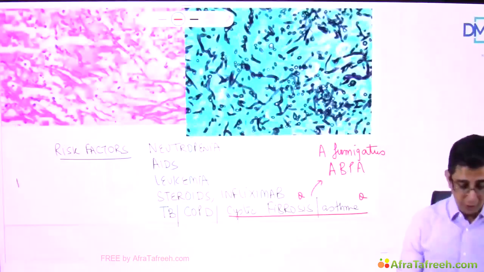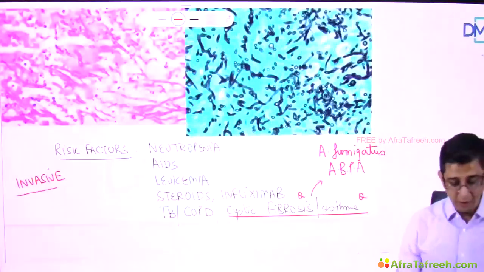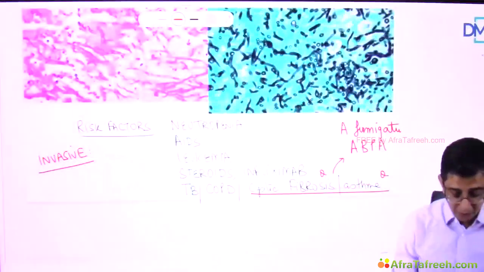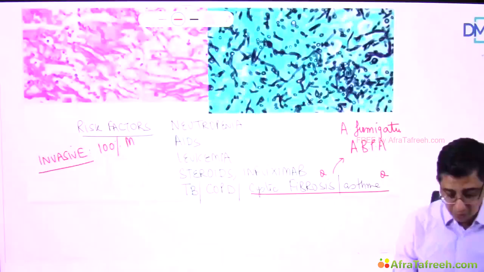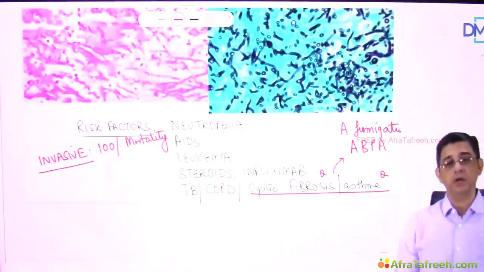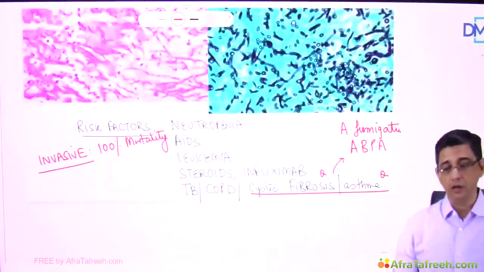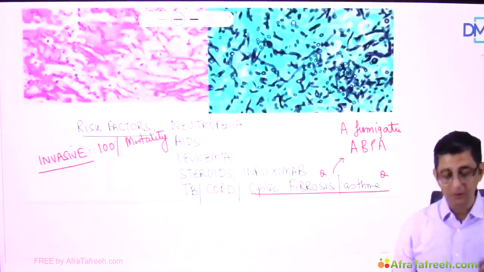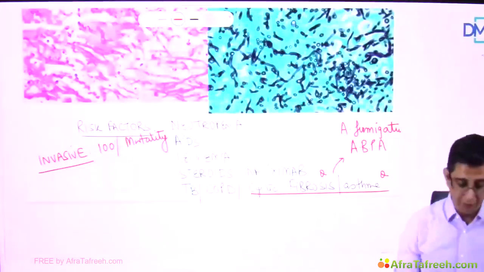Now, why are we so paranoid? Because these organisms are angioinvasive, and as I was saying, the mortality rates are high. For invasive fungal infection with Aspergillus, the mortality rate approaches 100%. That looks very shocking, because in dengue virus we study a mortality rate of 1%, and in untreated dengue a mortality rate of 20%, and here I'm teaching you invasive aspergillosis mortality goes up to 100%.